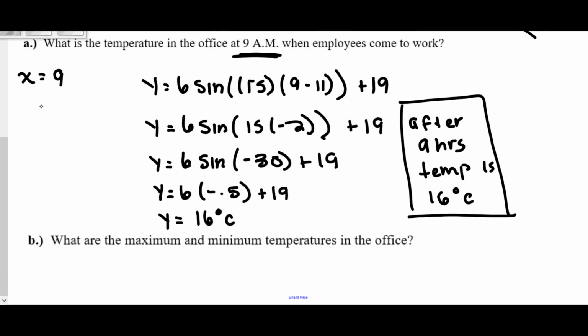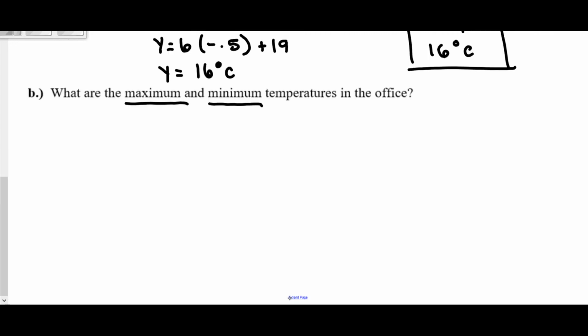Part B, they're asking what the minimum and maximum temperatures are in the office. And we looked at that little chart before. When they're asking for the longest or the highest or the max, they're actually asking for the max value. And when they're asking for the shortest, the smallest, minimum, they're asking for the minimum value. So our max and minimum values we just find with the formula. Our max value of this sine graph is whatever our vertical shift is plus our amplitude. And our min value is whatever our vertical shift is minus our amplitude.